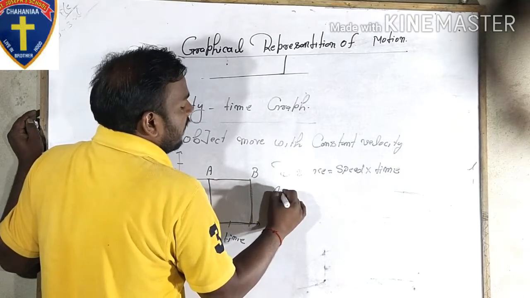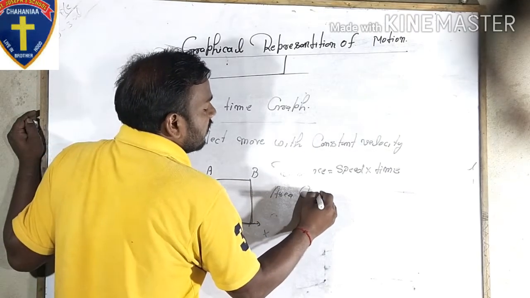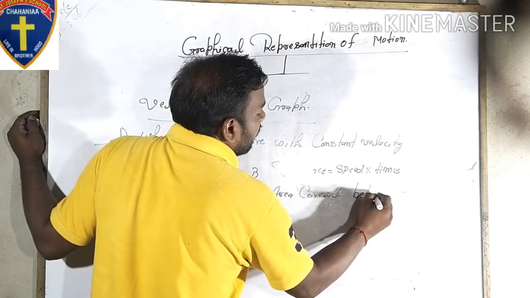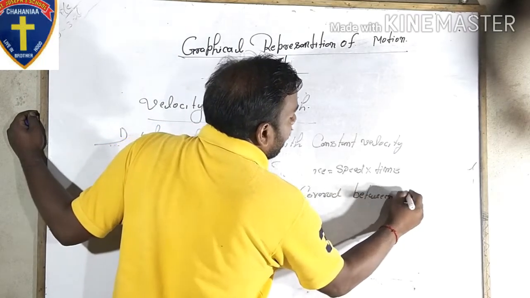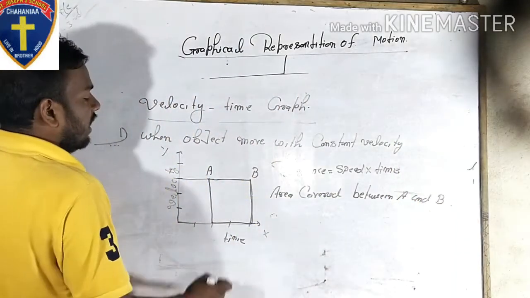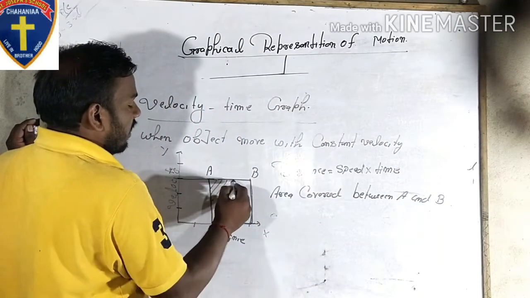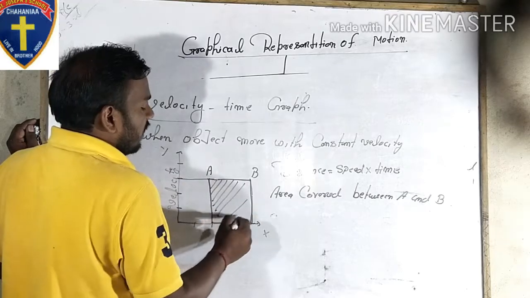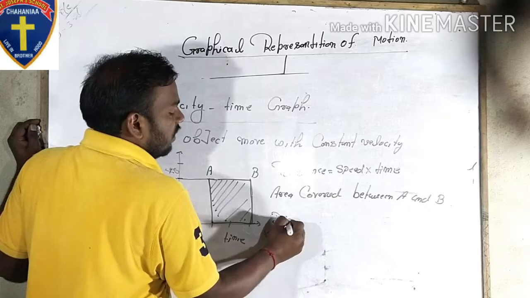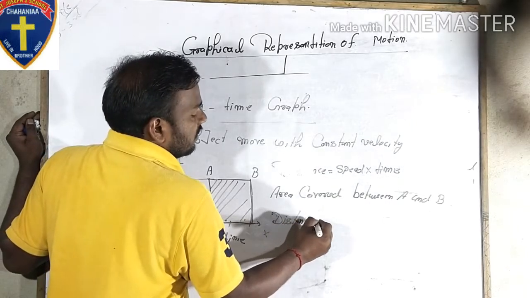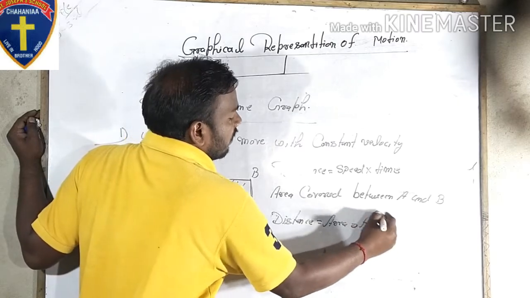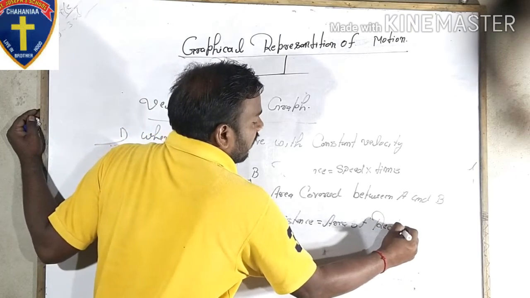Area covered between A and B. What is the area here? That is a rectangle. So what is the formula for a rectangle? Distance is equal to the area of the rectangle.